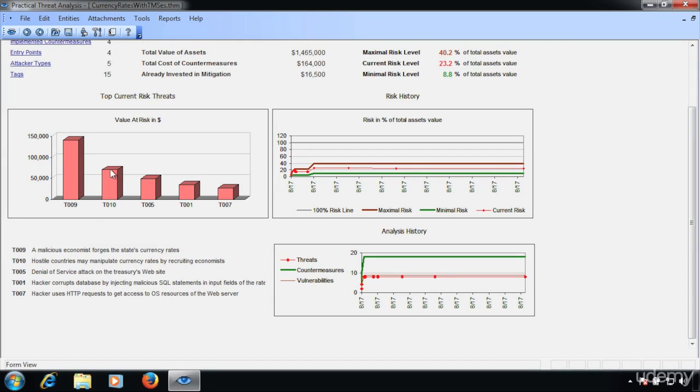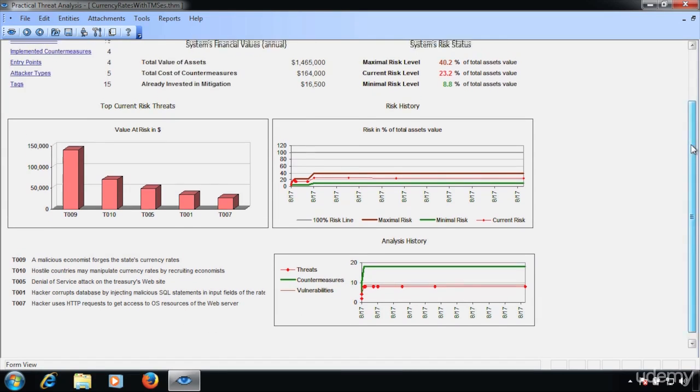And we have threat 10, which might cost us between $50,000 and $100,000. I can say that this is about 60 or 70,000. And we have threat 5, which is a denial of service attack that might cost us around 50,000, and so on. So these are the top 5 risks threatening our system based on this analysis. Now here's a chart for the history. It's a percentage. And here's the analysis history for the threats, the countermeasures, and vulnerabilities. If you wish to see more details, you can.